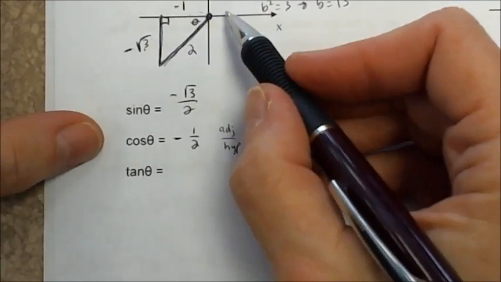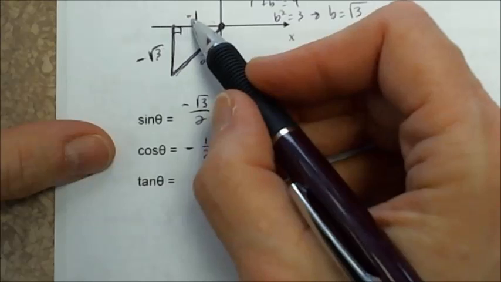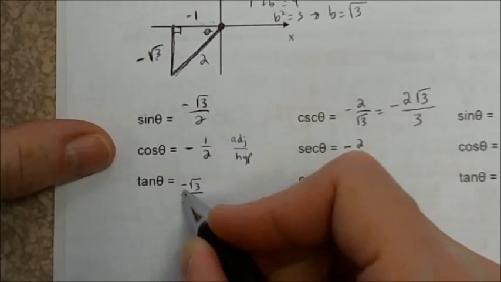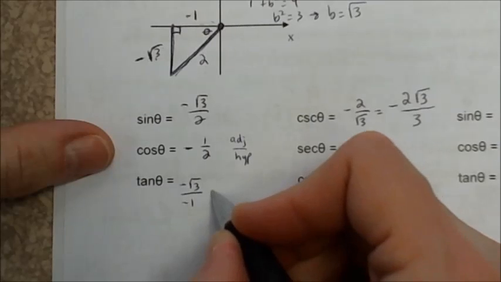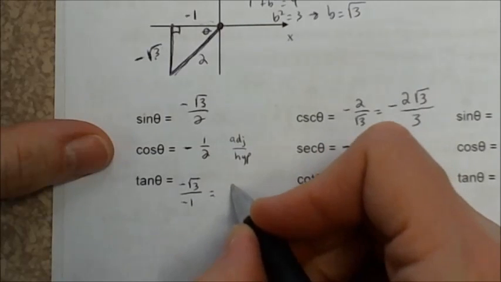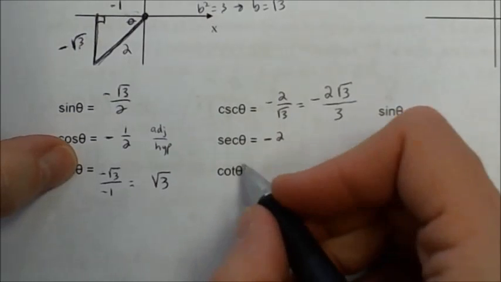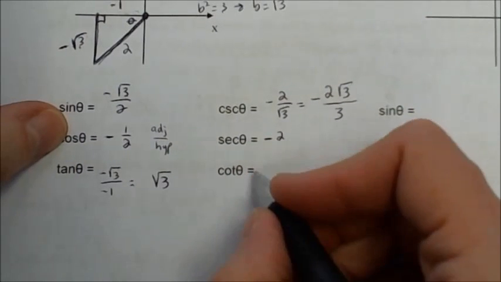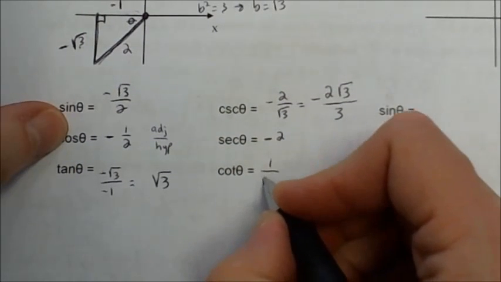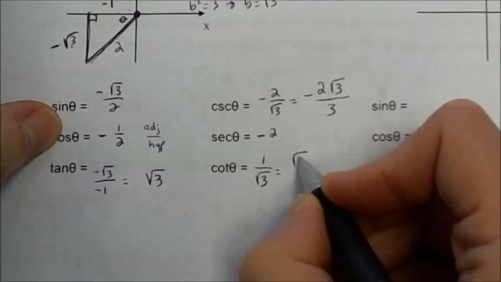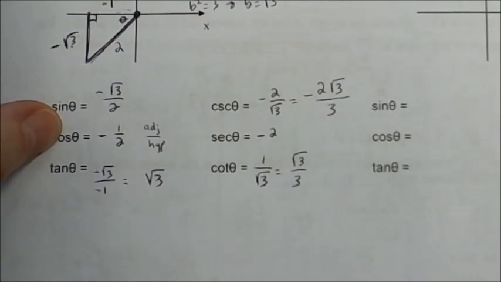Now the tangent is opposite over adjacent, so we have negative square root of 3 over negative 1. Negative over negative is positive, so this square root of 3 over 1 is just the square root of 3. And the cotangent is the reciprocal of the tangent, so it's 1 over the square root of 3, positive. Rationalize the denominator and you get the square root of 3 over 3.